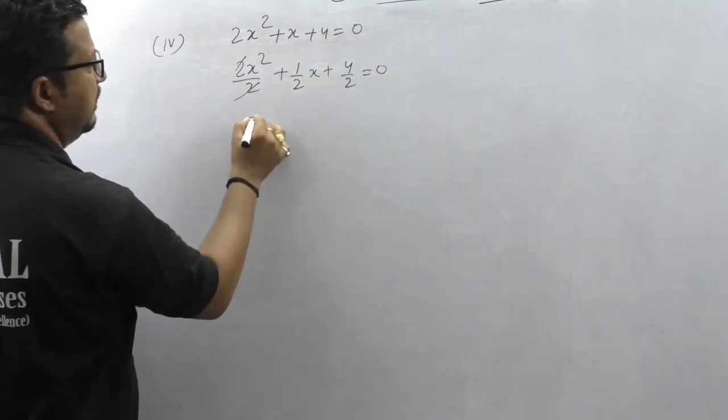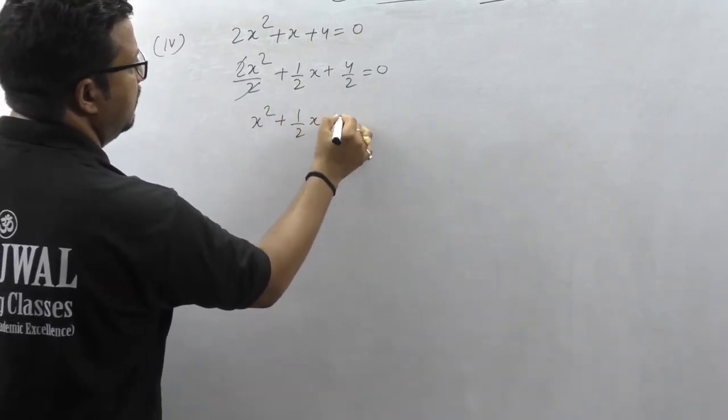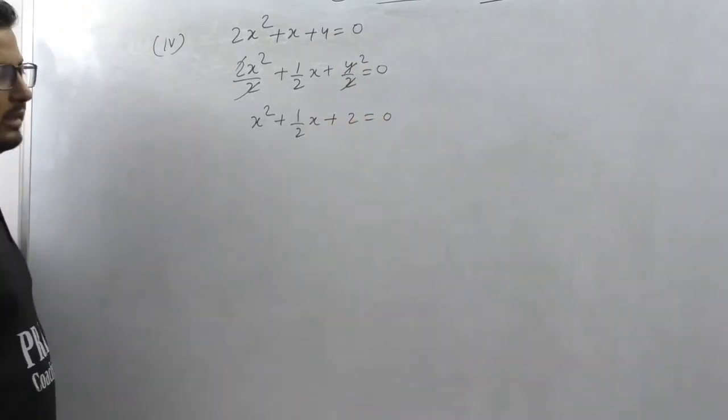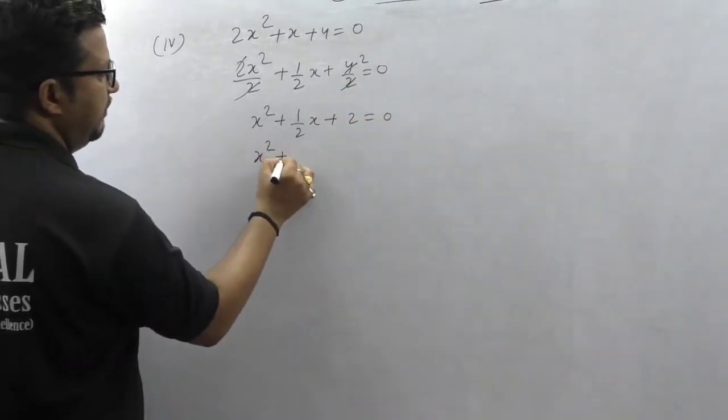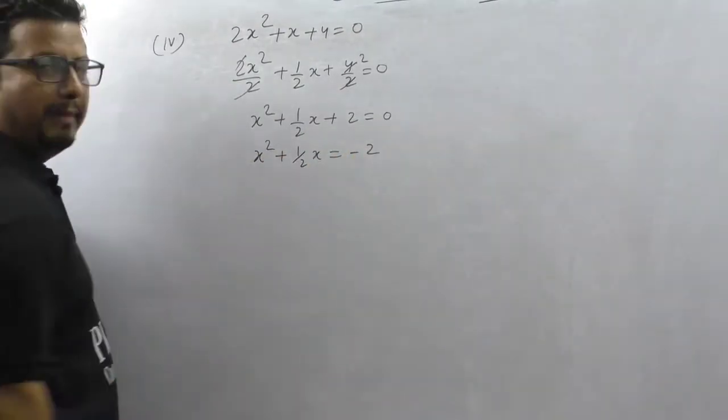2 and 2 will be cancelled out. Here it is x square plus 1 by 2x plus 2 times it will go, that is 2. This is the first step of solving this. Second step is x square plus 1 by 2x, and we have to shift this c value to that side, it will be minus 2.